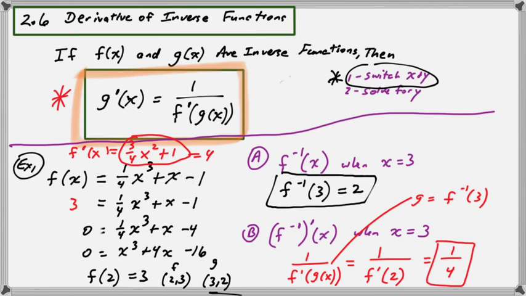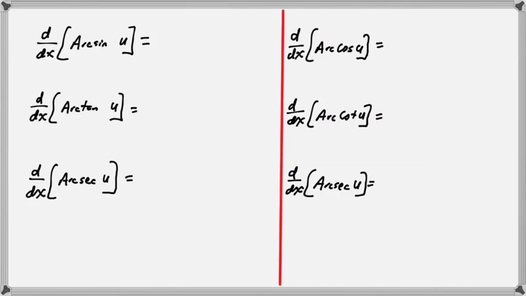Let me check. Okay, we're also going to talk about the derivative of inverse functions, namely inverse trig functions. Here are your 6 inverse trigs, and the derivatives are as follows. For arc sine of u, it's u prime over the square root of 1 minus u squared. Arc cosine is the exact same thing, but with a negative: negative u prime over radical 1 minus u squared.